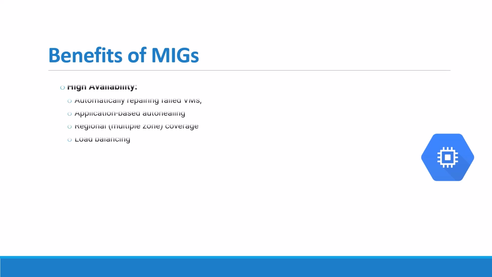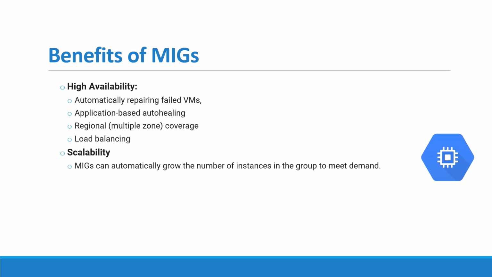Let's talk about the benefits of managed instance groups. Managed instance groups offer high availability. You can automatically repair failed VMs, and it also offers application-based auto-healing. It also offers regional multi-zone coverage. Another advantage of MIGs is load balancing. You can also have scalability.